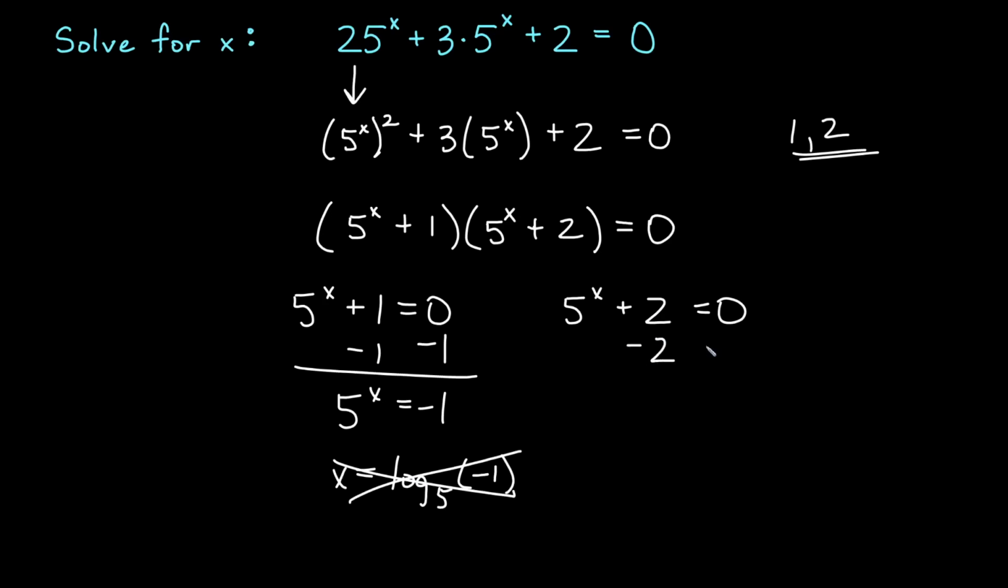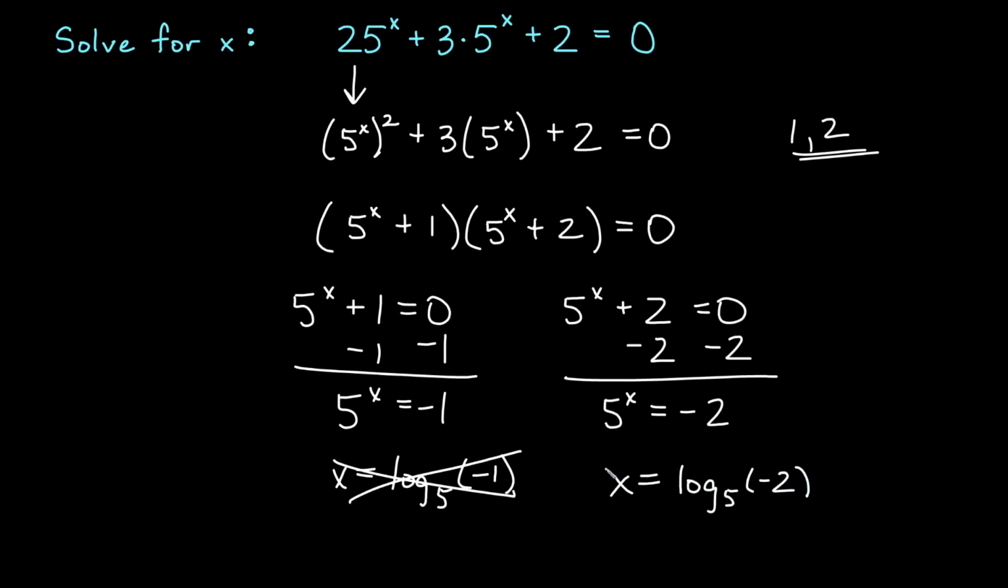Over here, if I subtract 2, I'm still ending up with an exponential 5^x equals a negative number, and that's not going to work out either. If I change this to log form, or take the log base 5 of both sides, I get that x is equal to log base 5 of negative 2. And again, a logarithm of a negative number is no good. We can't do it. So both of our possible answers here do not check out.